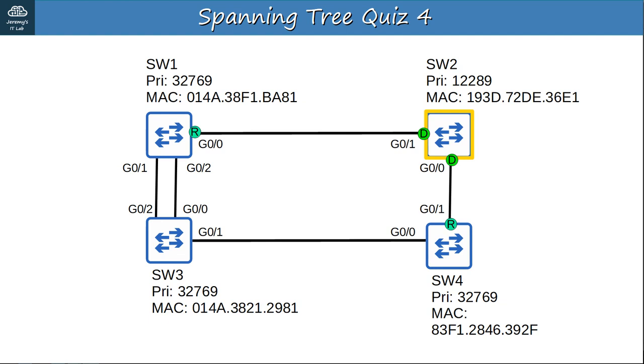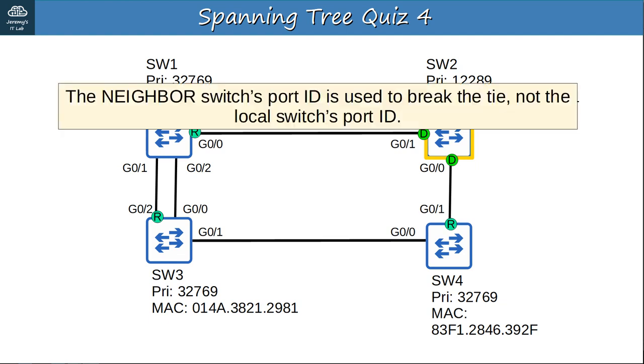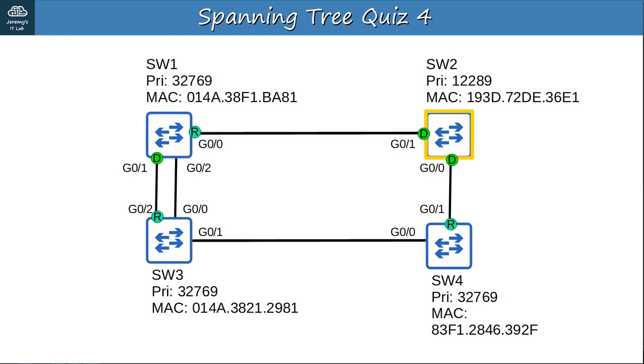The answer is G0/2, because it is connected to a lower port ID on the neighbor switch, switch 1. This is an important point. The neighbor switch's port ID is used to break the tie, not the local switch's port ID. That's why G0/2 was selected over G0/0, because G0/0 is connected to a higher port ID on switch 1. So switch 1's G0/1 interface is a designated port, because it is connected to switch 3's root port.